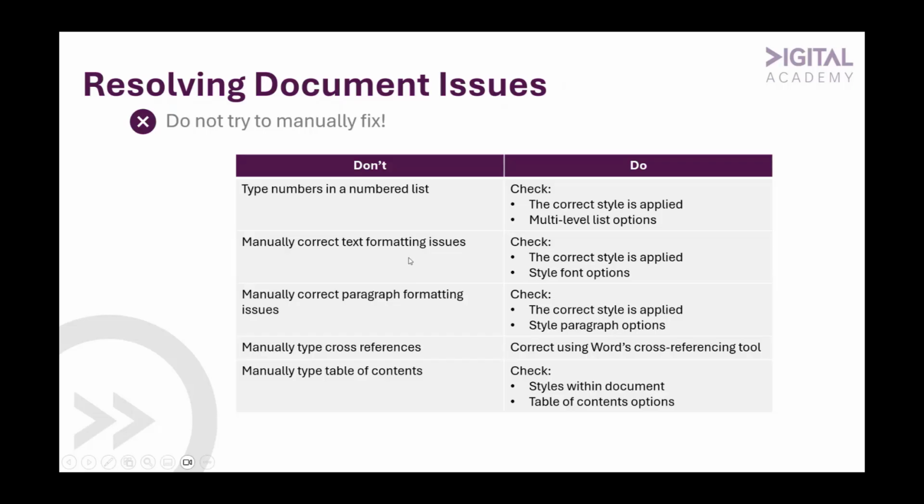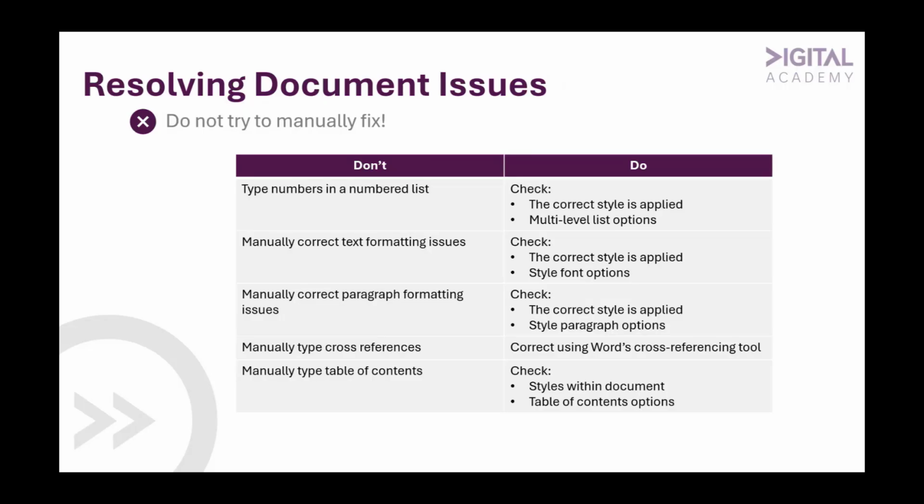Text formatting issues, we're not manually correcting them. You know, we saw some text in there that was the wrong font, for example. Again, first thing, check the correct style is applied and apply it. If it's still not quite right, and particularly if that's happening again and again throughout your document, we can right-click on that style, modify, check the font settings in there are correct.